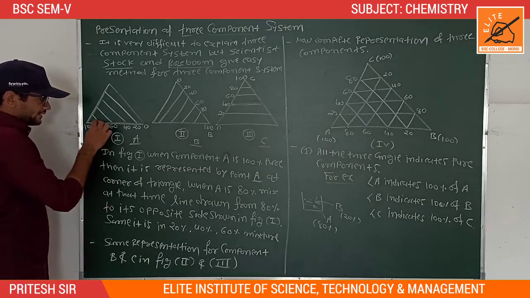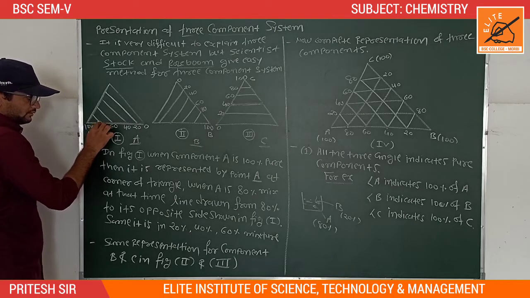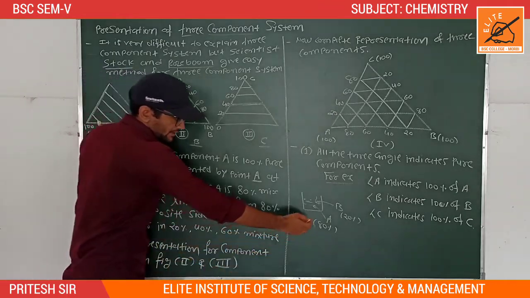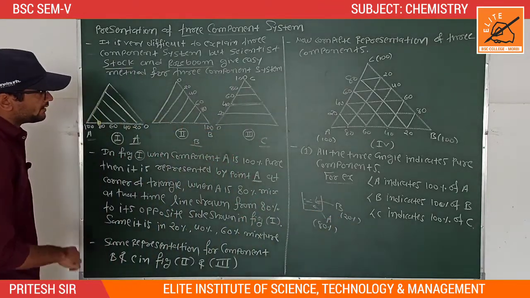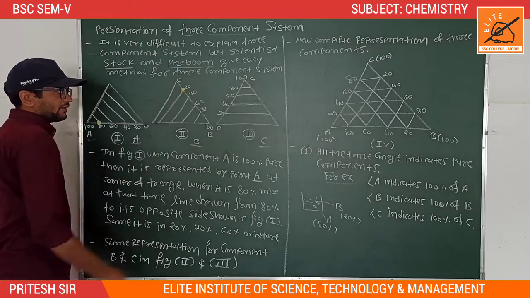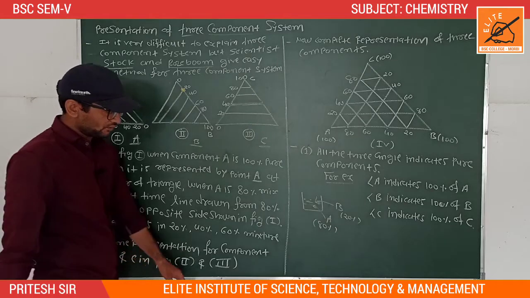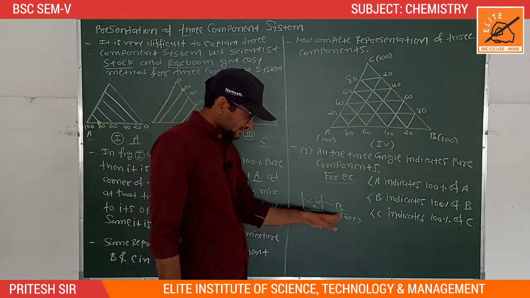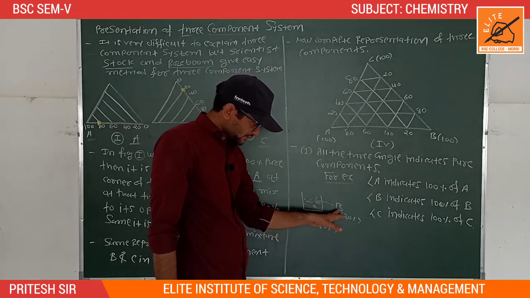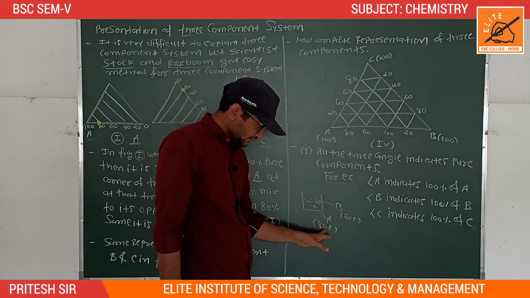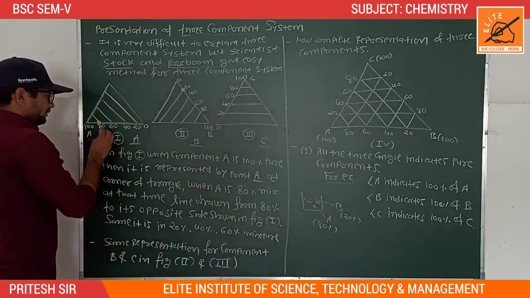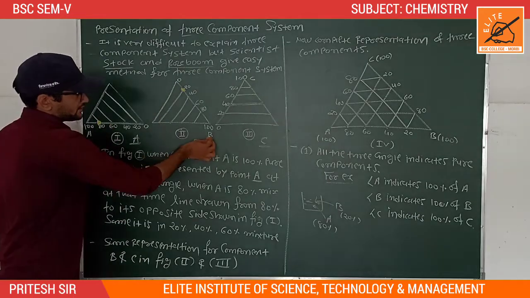So this point indicates the value of A is 80% and the value of B is 20%. Okay, here in this case two components are given, first A and second B. The composition of A is 80% and the composition of B is 20%. So we denote these two points in the triangle.